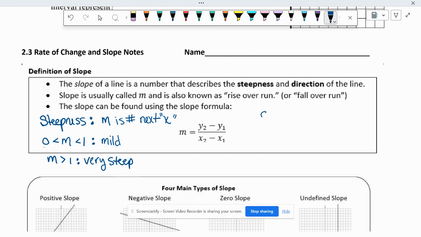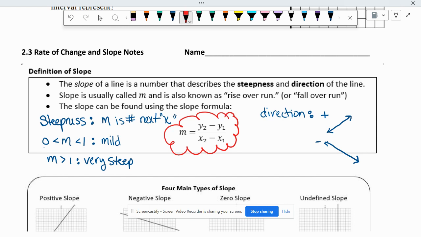When we talk about the direction, if that number is positive, our slope goes like this. If that number is negative, our line goes like this. And we're going to say that a million times in the next 3 days, but that's kind of how that works. This is the formula to find slope when you're given 2 points. We're also going to talk about how to find slope from a graph when you count it.